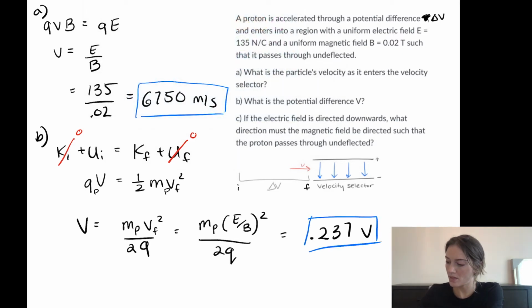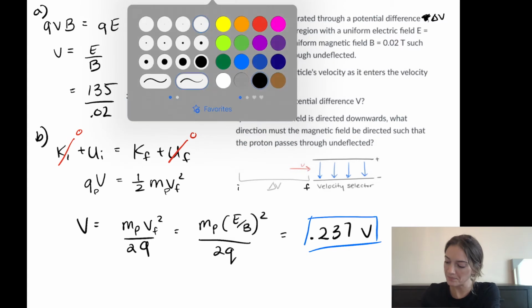So this region has a potential difference of 0.237 volts. Okay, and then for part C, it says if the electric field is directed downwards, so as it's drawn, the electric field is directed downwards, what direction must the magnetic field be directed such that the proton passes through undeflected? So what direction is our magnetic field here?